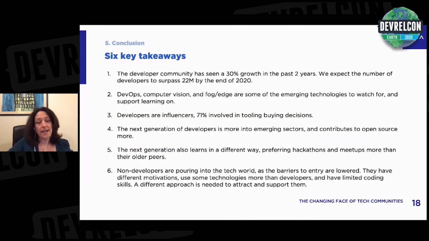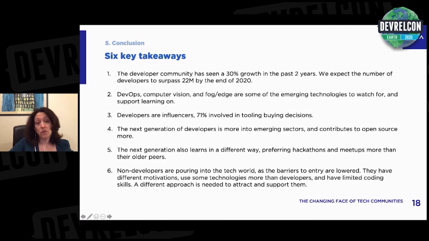Okay, so that's it. 6 takeaways, therefore, out of what I just showed you. One is that the community is growing really fast, 30% in 2 years, and we expect the number of developers to surpass 20 million by the end of 2020. The second is the technologies that are coming in really fast and to watch for are few. We're just handpicking 3 here: DevOps, computer vision, and Fog Edge.